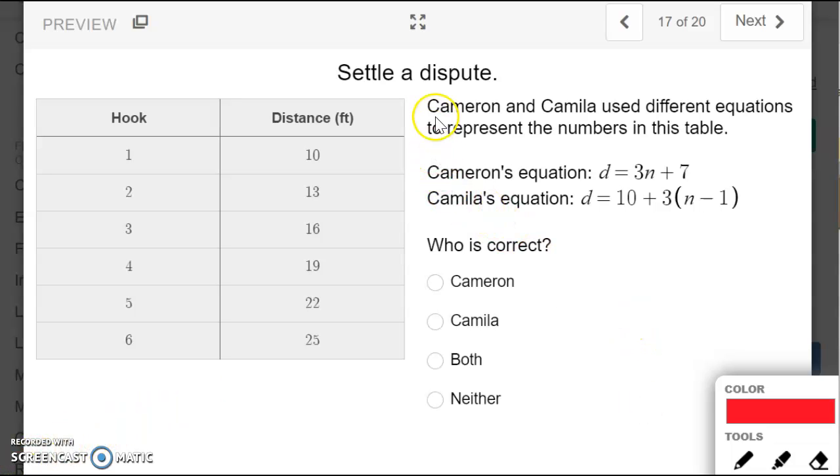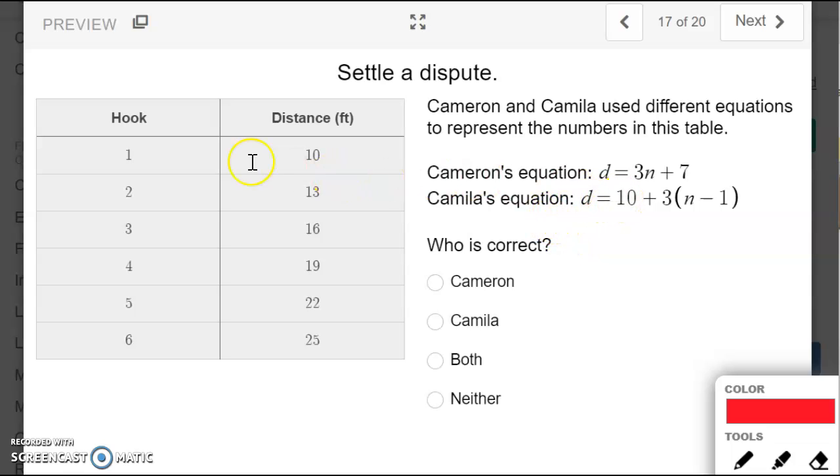Okay, card number 17. Cameron and Camilla use different equations to represent the numbers in this table. Cameron's equation is d is equal to 3n plus 7, and Camilla's equation is d is equal to 10 plus 3 multiplied by n minus 1. Who is correct?